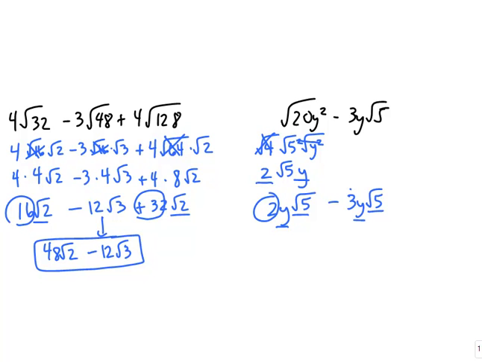All we have to do is subtract these coefficients. 2 minus 3 is negative 1. The y stays put, the square root of 5 stays put, and you don't even really have to write that 1, so we could just write negative y root 5. And there's our solution.